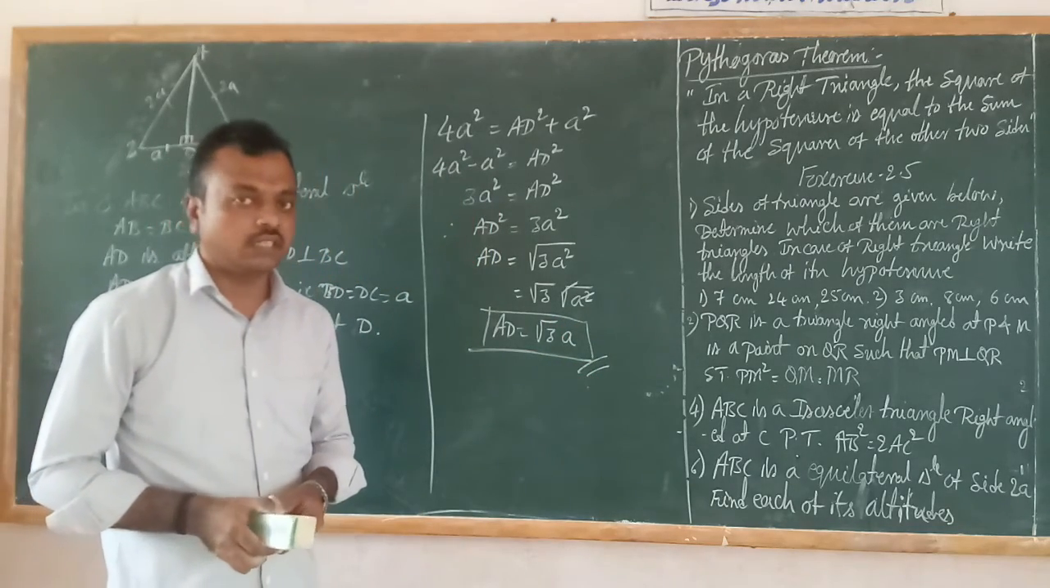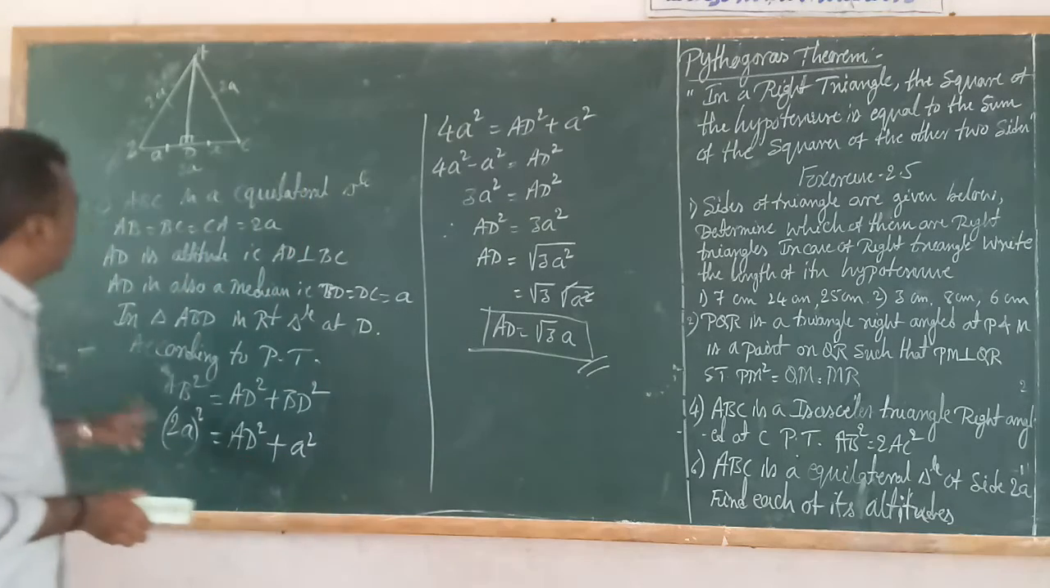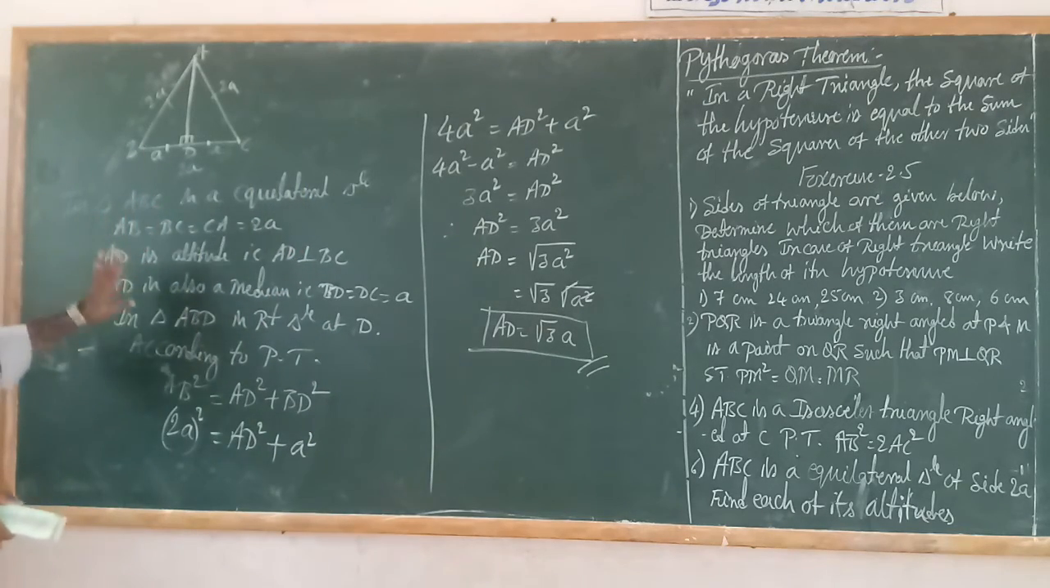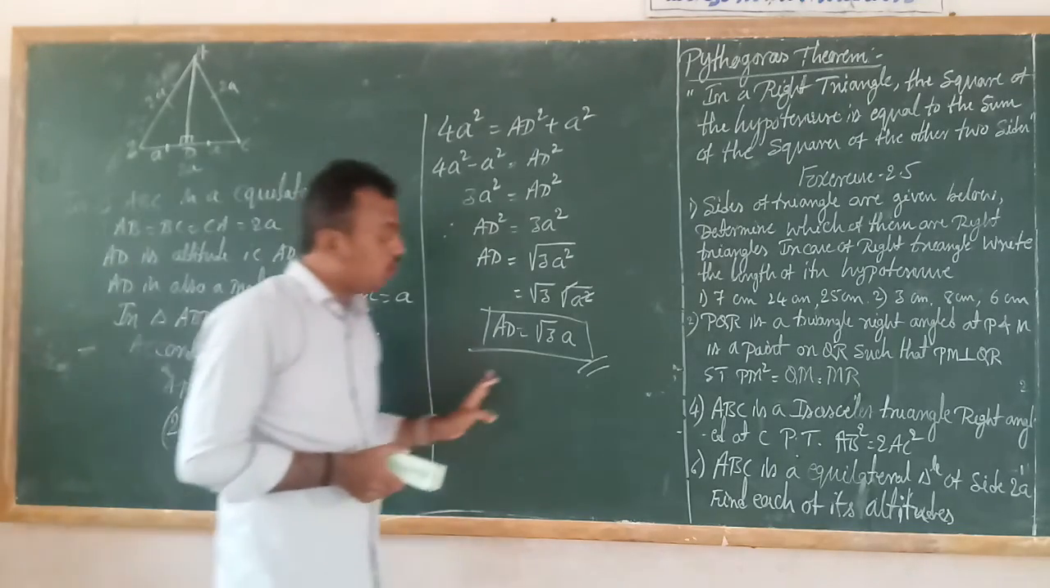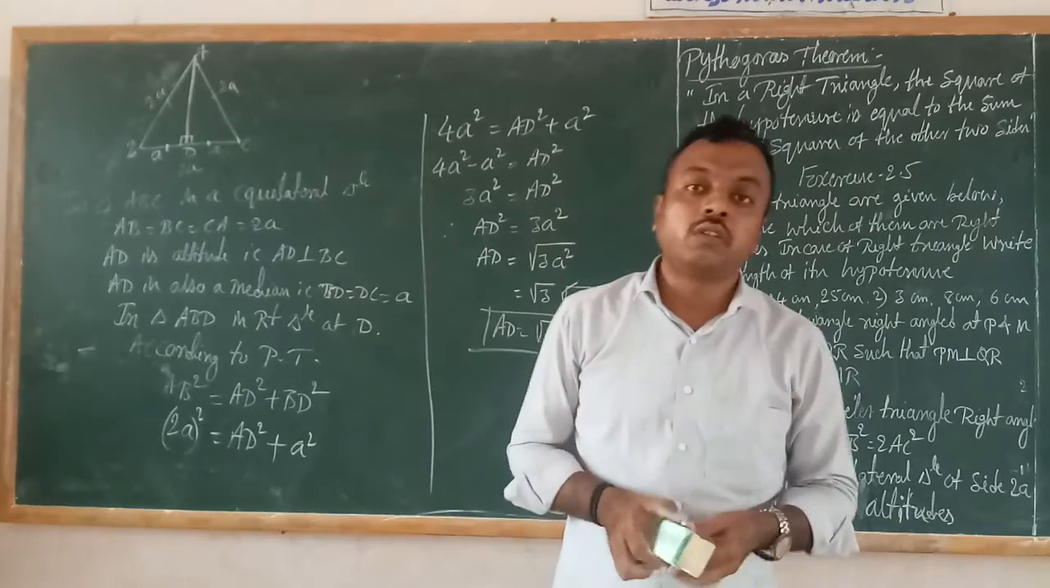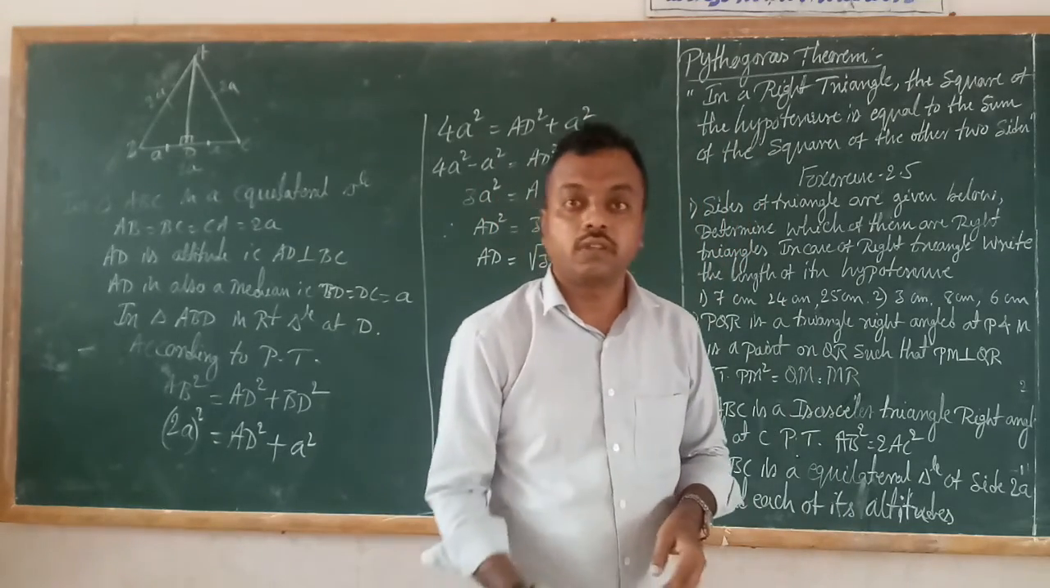Understand, students? It's very simple. You have to draw the diagram properly, and then you have to write the given, what we have to calculate, what we have to find out. That you have to understand properly, and then you have to find it. Understand? So like this you have to solve it. The remaining questions we will discuss in the next class. Okay students, thank you.